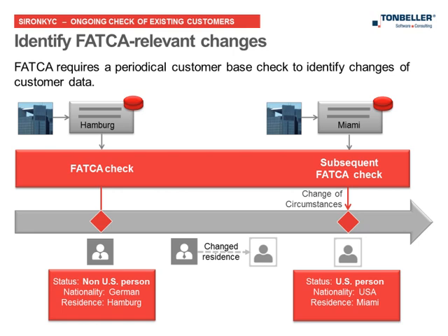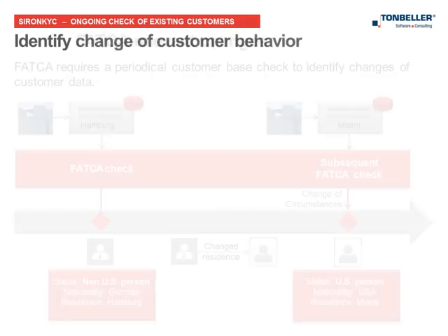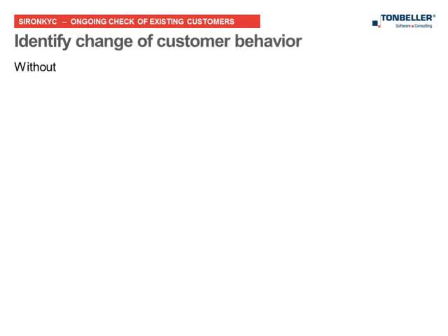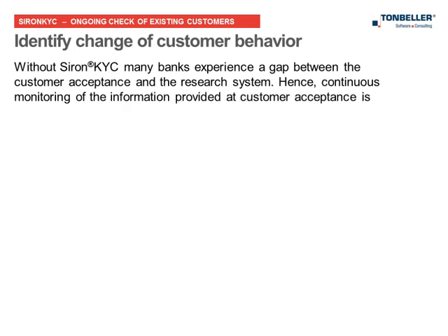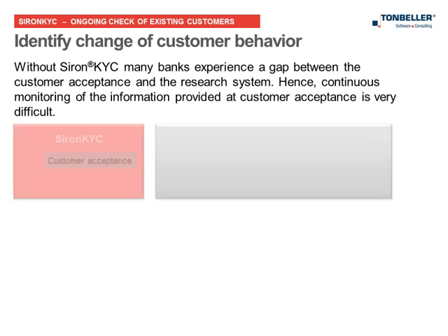If you use the anti-money laundering system Siron AML, changes of the customer profile, for example, standing orders to the US, are identified by the continuous Siron check process. Without Siron KYC, many banks experience a gap between the customer acceptance and the research system. Hence, continuous monitoring of the information provided at customer acceptance is very difficult.